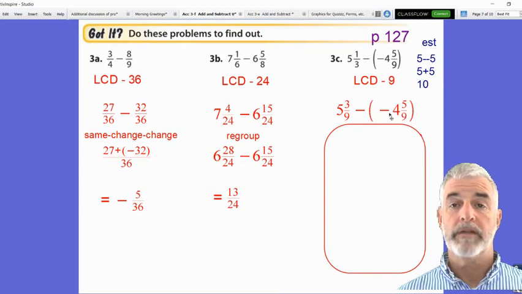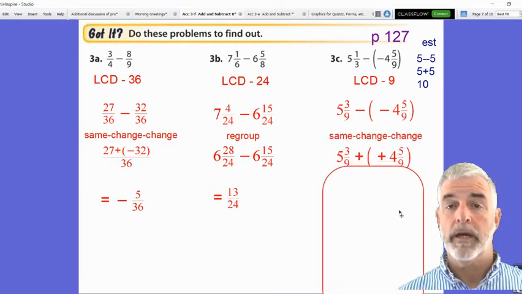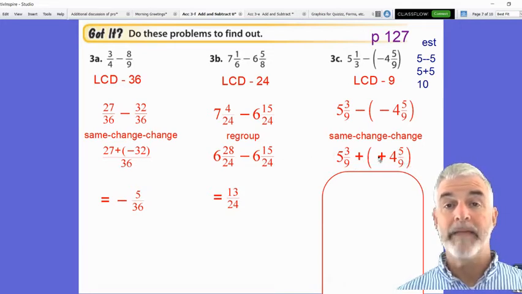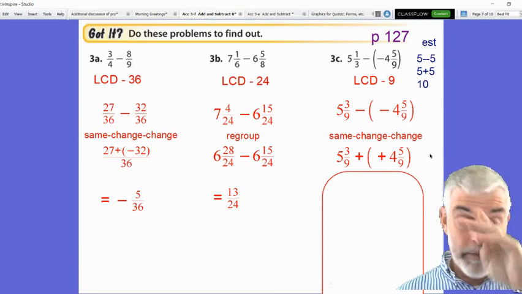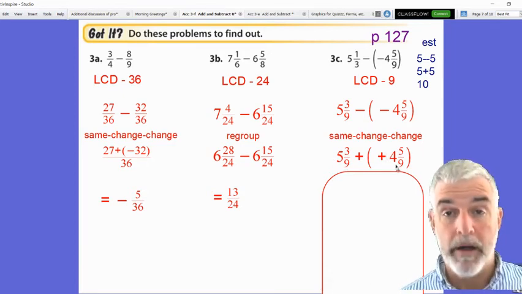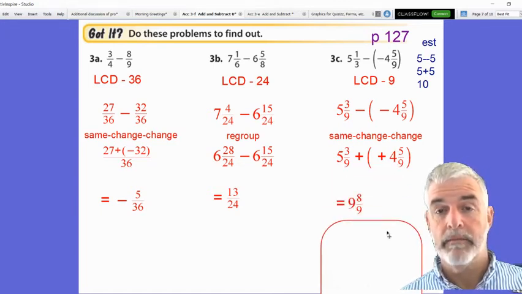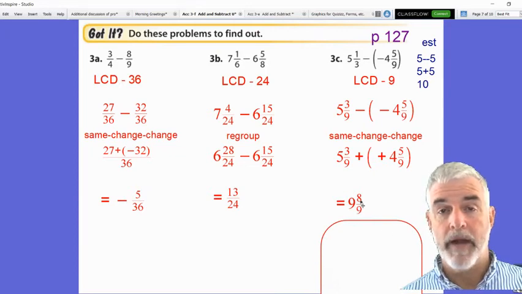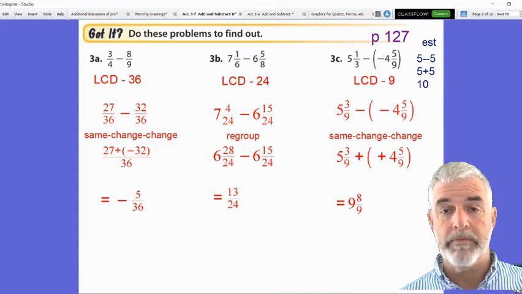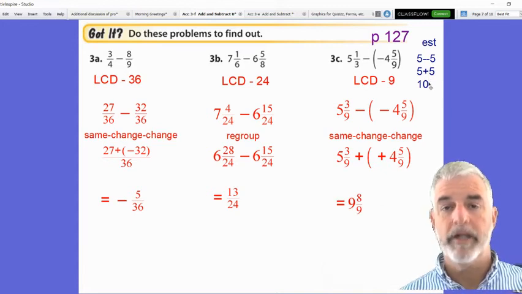This becomes plus a positive. So it's 5 3/9 plus positive 4 5/9. Adding mixed numbers, add the whole number parts, add the fraction parts. 5 plus 4 is 9. 3/9 plus 5/9 is 8/9. Not an improper fraction. So that's my answer, 9 8/9. How does that match up with my estimate? Pretty close to 10.